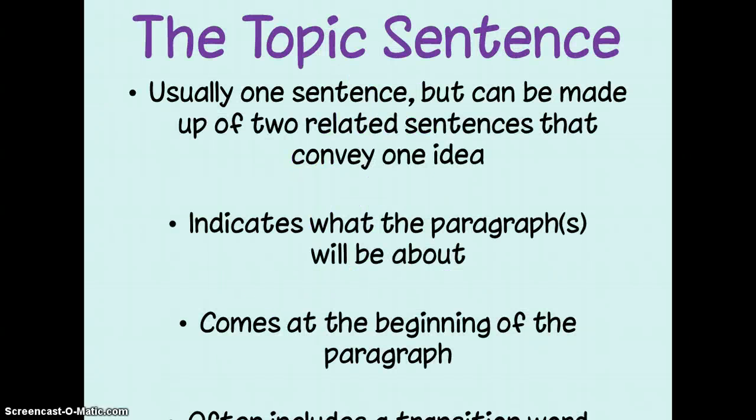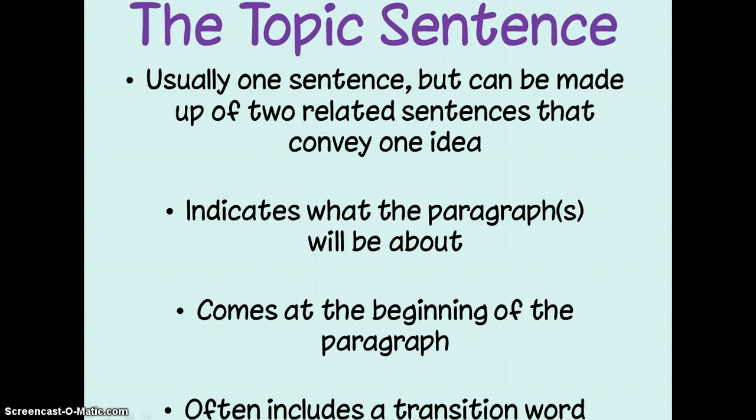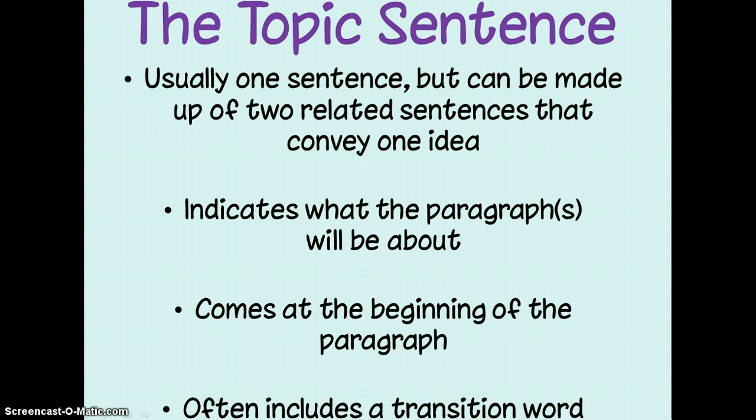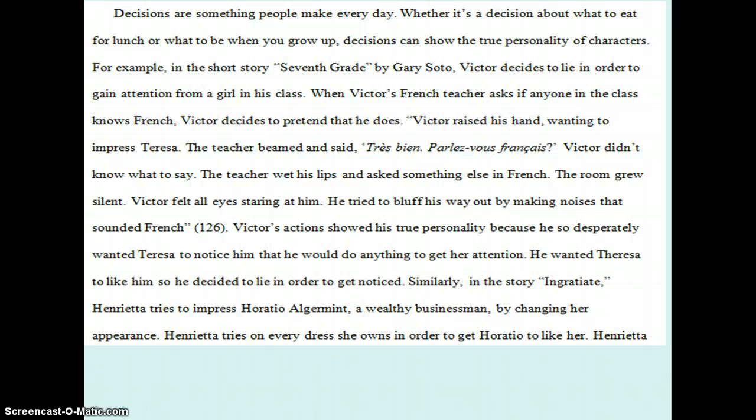So your topic sentence is usually one sentence, but it can be made up of 2 related sentences that convey one main idea. Additionally, your topic sentence indicates what the paragraph will be about and comes at the beginning of the paragraph. So look at that first sentence or 2 of your paragraph, and often it includes a transition word like additionally or another or also that shows that you're being given another piece of information that supports the main idea of your overall essay.